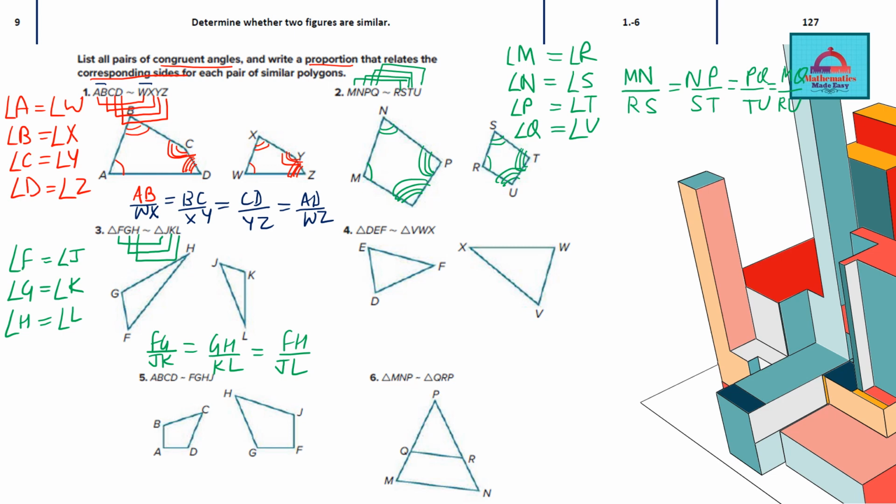Similarly for this triangle, angle D is going to be equal to angle V, angle E is going to be equal to angle W, and angle F is going to be equal to angle X. So let's write the proportionality in this way.